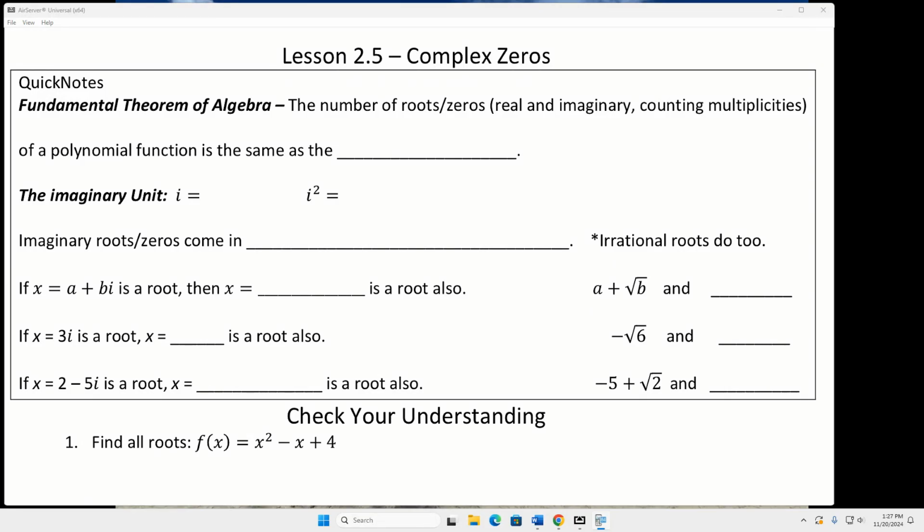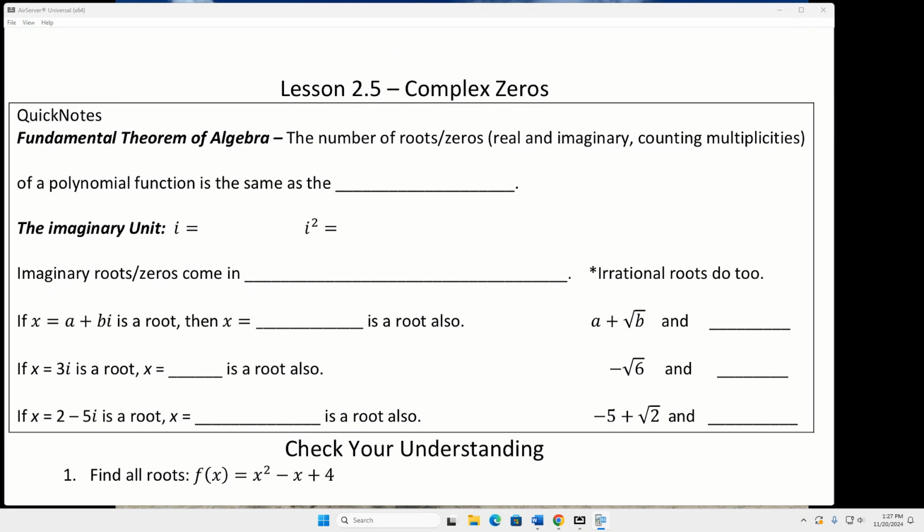So the fundamental theorem of algebra says, now this isn't the actual theorem, but in real words, it says that the number of roots or zeros, if you count the real, imaginary, and multiplicity, of a polynomial function is the same as the degree, or the largest exponent. So for example, if you had something like this as a factor, you would count -3 two times for the fundamental theorem of algebra.